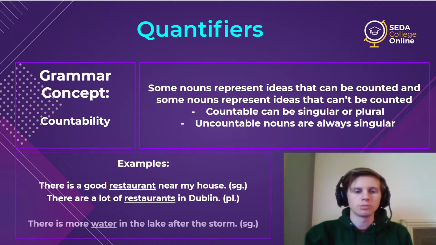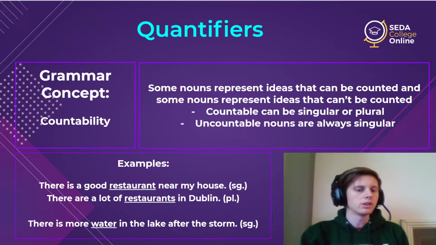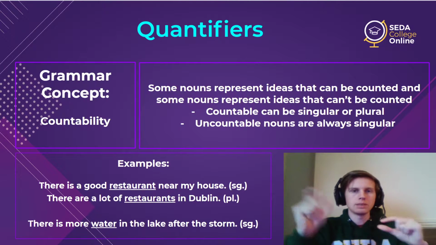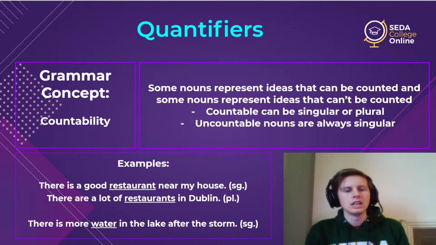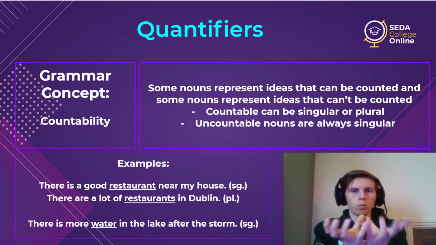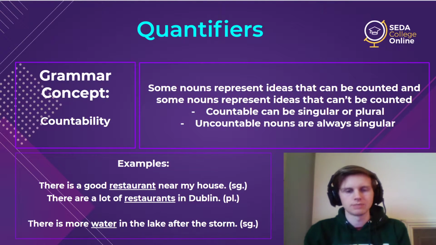However, an uncountable noun is something like water. There is more water in the lake after the storm. This is singular, and it is uncountable. I cannot count one water or two water or waters. It's not possible because you cannot make it into smaller pieces, or you cannot have one piece of it. So these are words that are uncountable. Things like sugar, flour, sand. These types of things are all uncountable because you cannot have just one piece, one part of it.